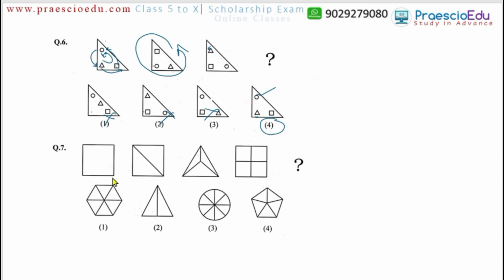Now here one part, or we can say one complete single part, then here two parts, now here three parts, now here four parts. So there must be a 5-part figure. This one is 6 parts, this is 8 parts, and here 5 parts means option number 4 is the correct one.